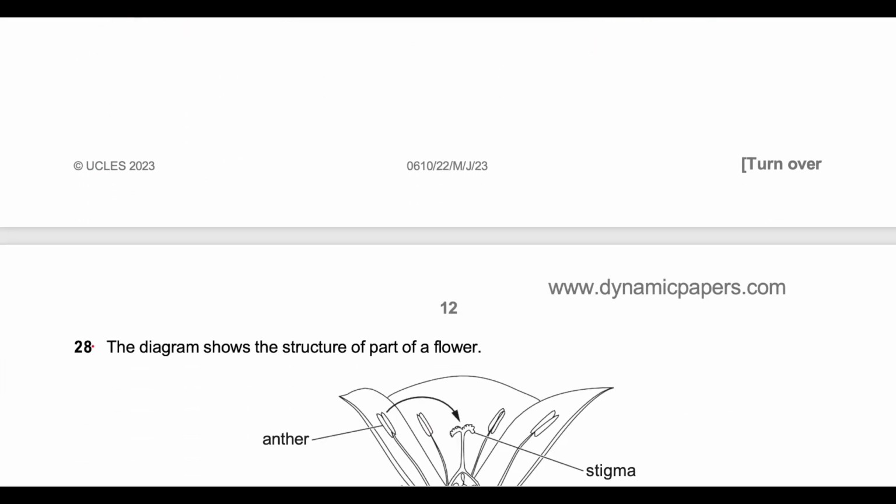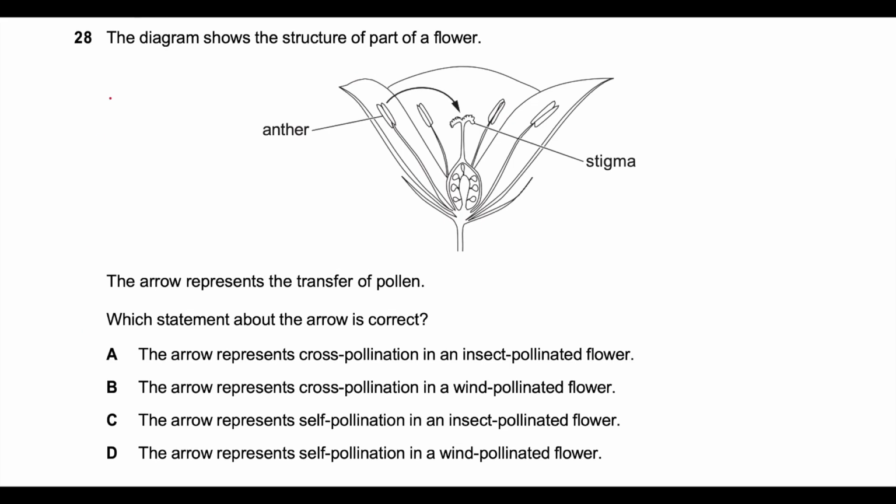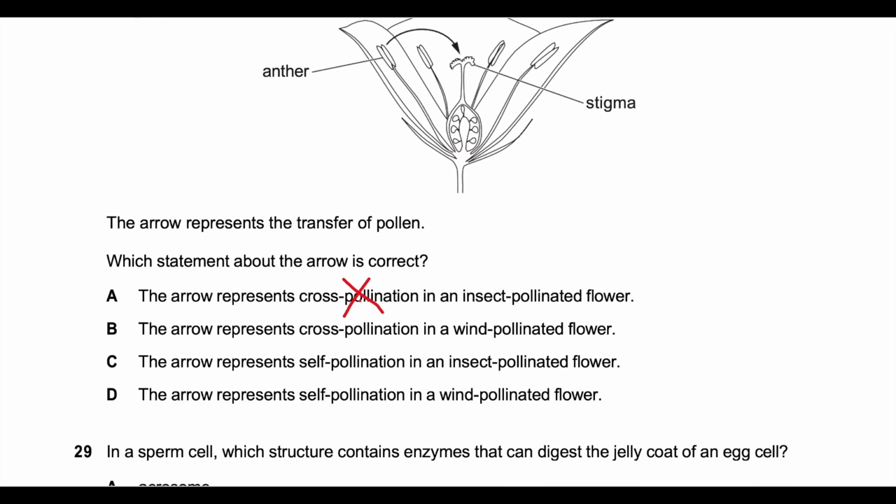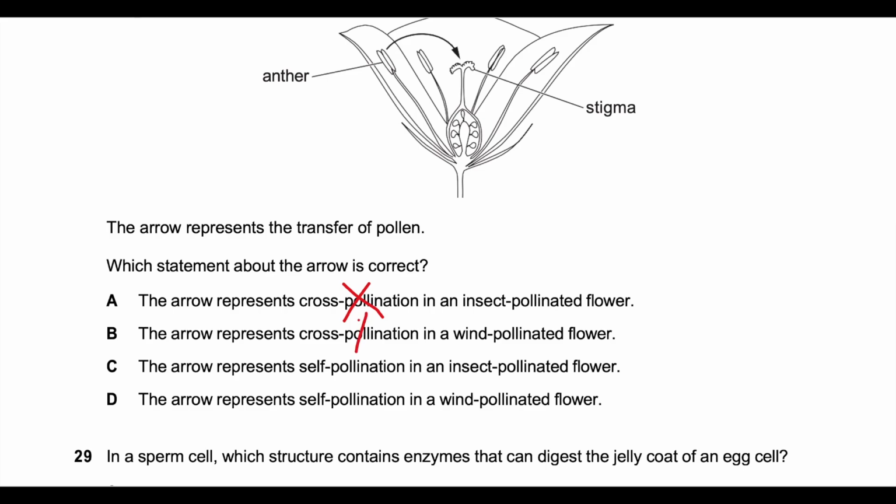Let's answer question 28. The diagram shows the structure of part of a flower. The arrow represents the transfer of pollen, this one. Which statement about the arrow is correct? A. The arrow represents cross-pollination in an insect-pollinated flower. Basically, it's not cross-pollination. Why? Because the male and female parts are in the same flower. So this is self-pollination. So A and B are wrong options.